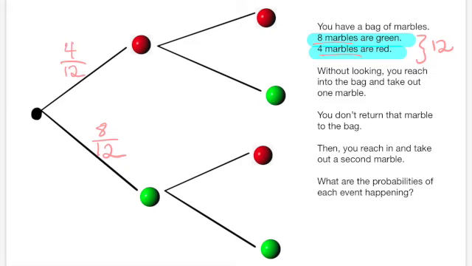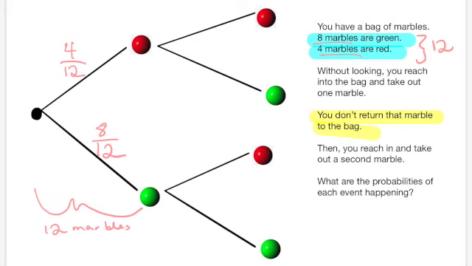So then the second thing that makes this complicated is this part. Without looking, you reach into the bag and take out 1 marble, but then you don't return that marble to that bag. So this is probability without replacement, and then you reach out and take a second marble. So here in this first event, we had 12 marbles to choose from.